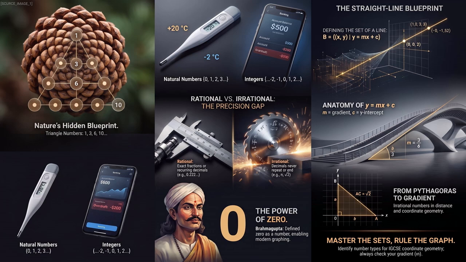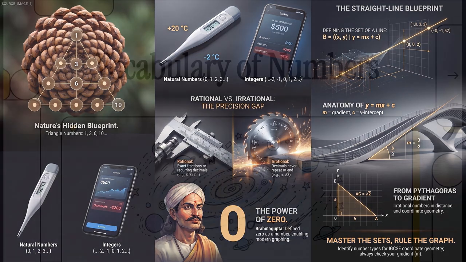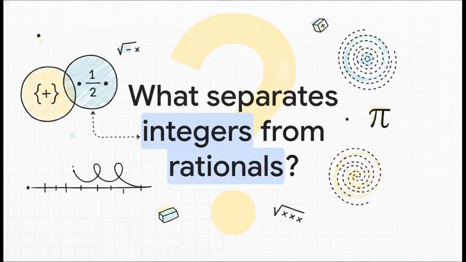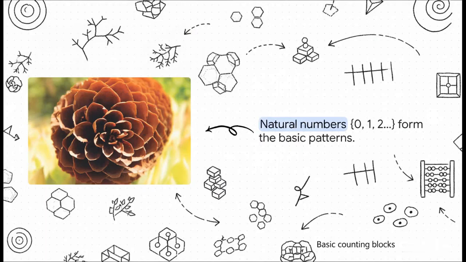Welcome to This Explainer. Today, we're decoding the language of math and exploring the incredible universe of numbers. So, do you actually know the exact difference between integers, rational, and irrational numbers? Let's find out together. We'll start with natural numbers, 0, 1, 2, 3.